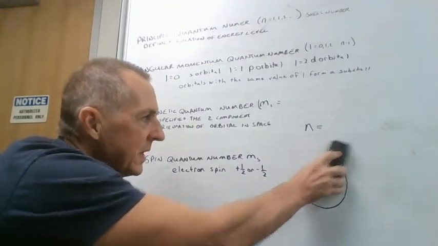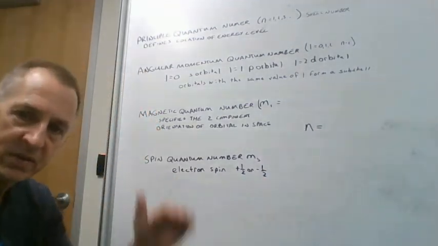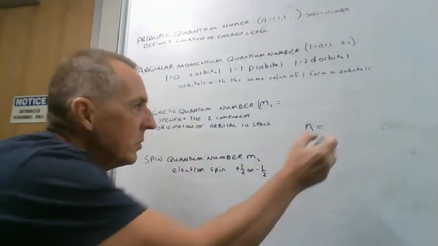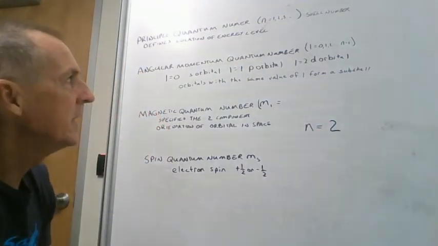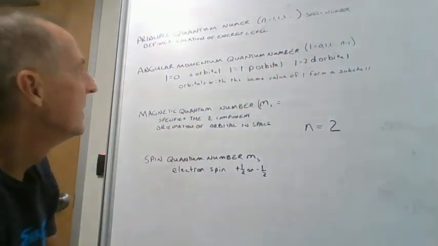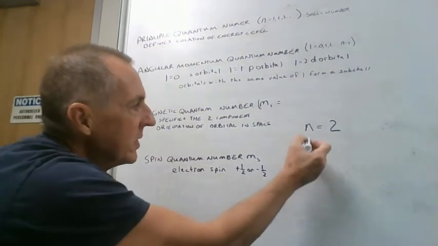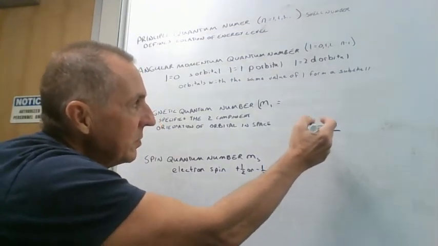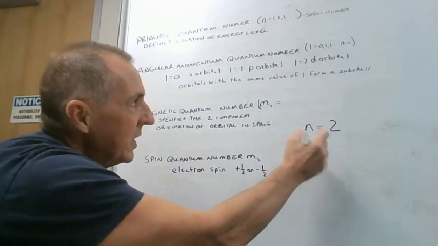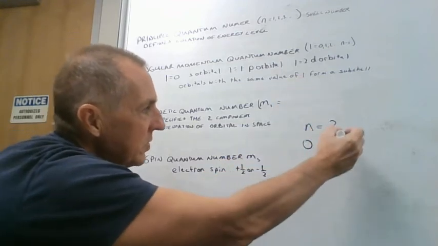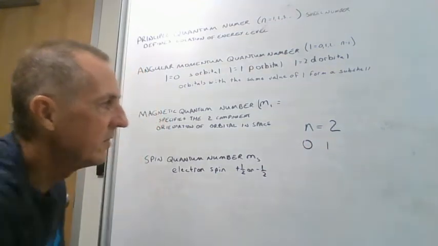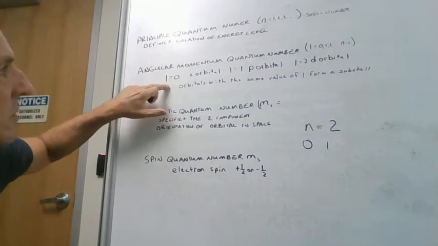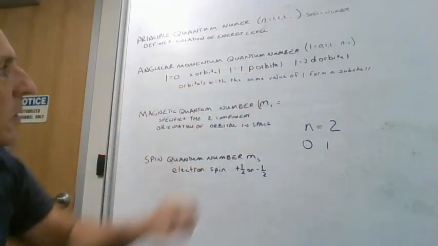Once we get to the next energy level, so we've moved from the lowest energy level to the next one up, then n would equal 2. And when n equals 2, your angular momentum quantum number can be 0 up to n minus 1, so 2 minus 1 is 1. So we could have a 0 and a 1 here. So we can have s orbitals, because that's when L equals 0, and we can have p orbitals, because that's when L equals 1.